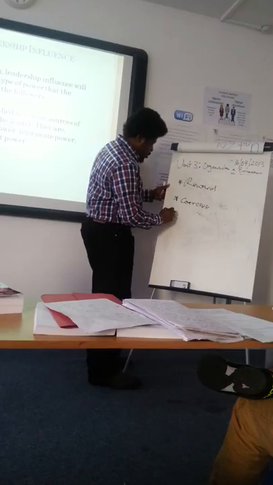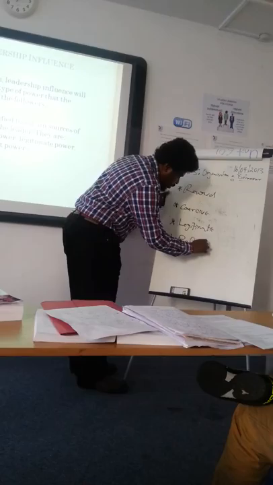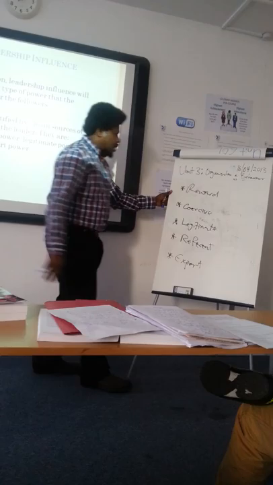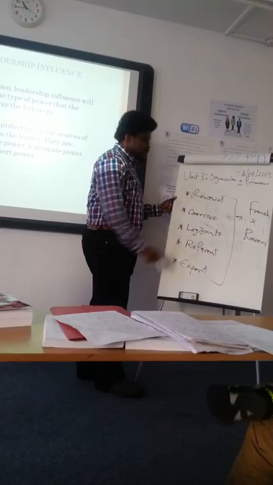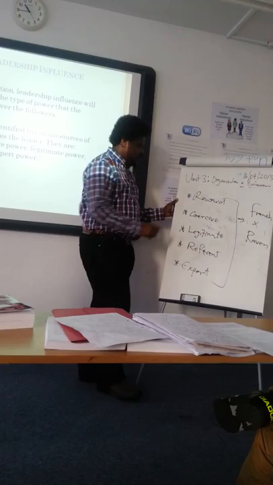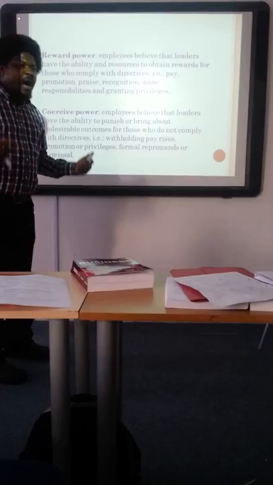So the first one will be what? Reward power, is that right? Yes. The second one will be what? Coercive power. The third one will be what? Legitimate power. And that will be referent, is that right? Yeah, referent power. And then expert power, is that right? Yeah. Okay, expert power. According to French and Raven, according to what? French and Raven. You see that? They said these five different types of power influence the leaders. Let's take them one after the other. Okay?